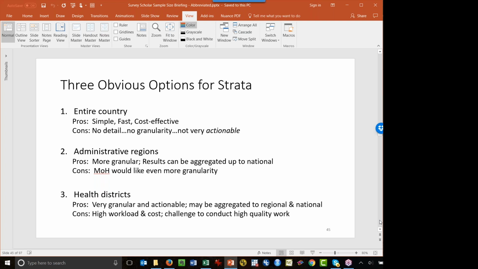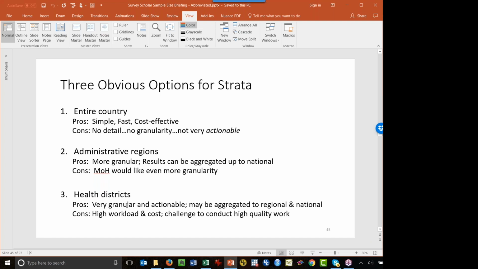And in this case, the Ministry of Health said, well, 13 is better than 1, but we really would like to have more granularity. We would like to have results at the district level. We have an EPI review coming up, and we would like to have some results at the health district level. So the pros are that the results are very granular, probably actionable. The data can still be combined to calculate regional coverage and to calculate national coverage. But of course, there's a high workload and cost.